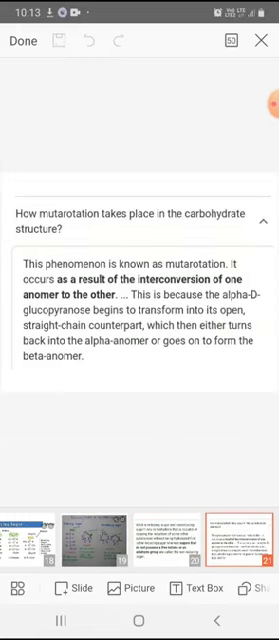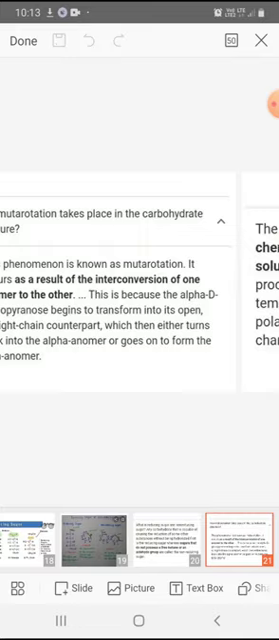Next, mutarotation. The phenomenon that occurs as a result of the interconversion of one anomer to another is called mutarotation. This is because alpha-D-glucopyranose begins to transform into its open straight chain counterpart, which then either turns back into the alpha anomer or goes on to form the beta anomer. So mutarotation means the interconversion of one anomer to another.